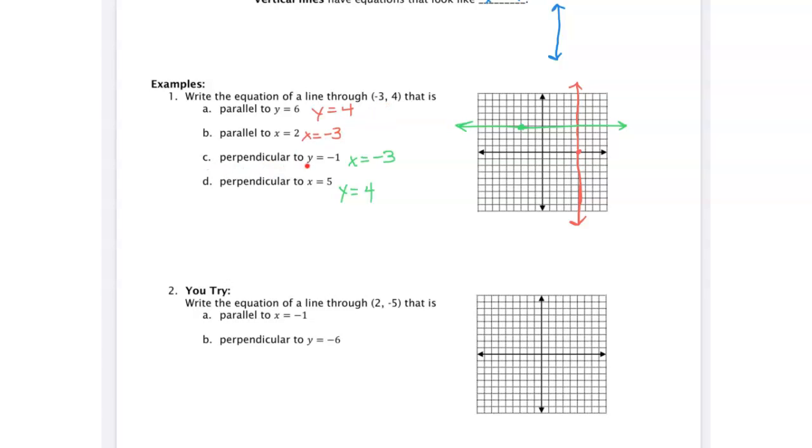For C, perpendicular to y = -1, go with the opposite. So if it passed through the y-axis for our original equation, it's going to pass through the x-axis for our second equation. So y = -1 was the original, so x would be the starting point here, and then go with your x coordinate, which is -3. So x = -3. For D, perpendicular to x = 5. What we want to note is that they're perpendicular. One goes to the x-axis, the other goes to the y-axis. And you would simply pick out your y value from your ordered pair. So y = 4 for this answer.